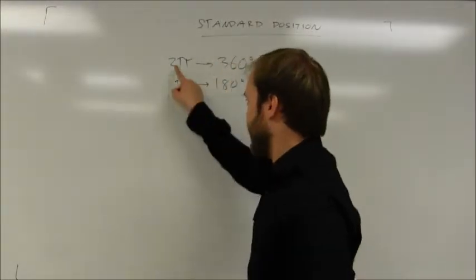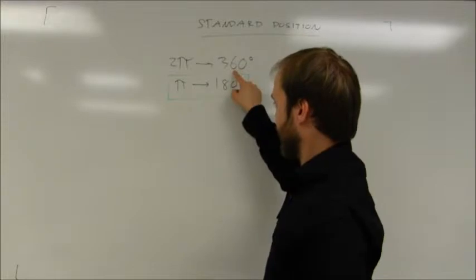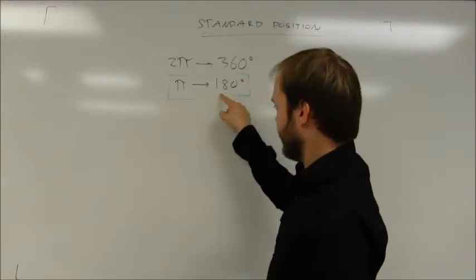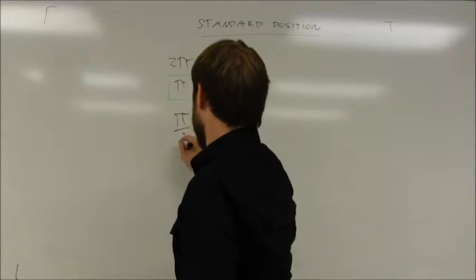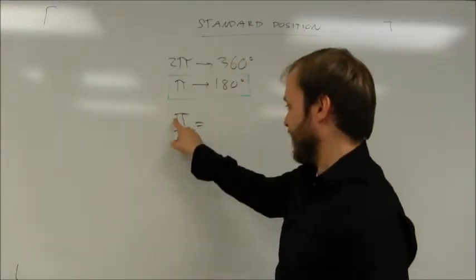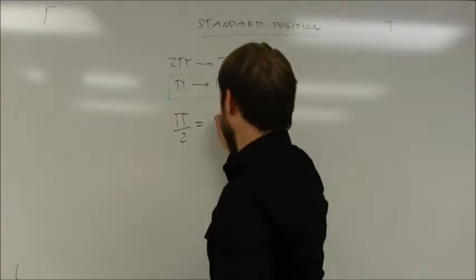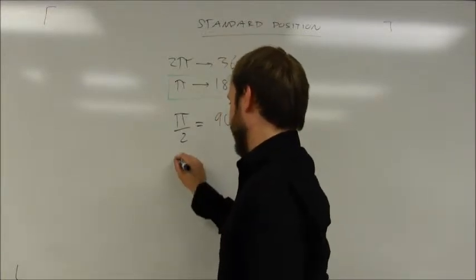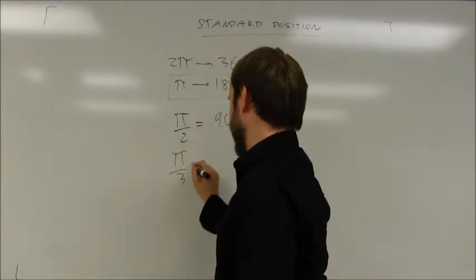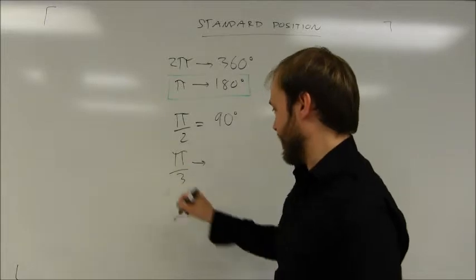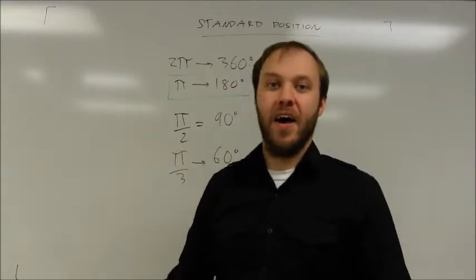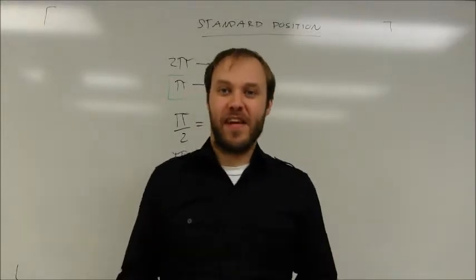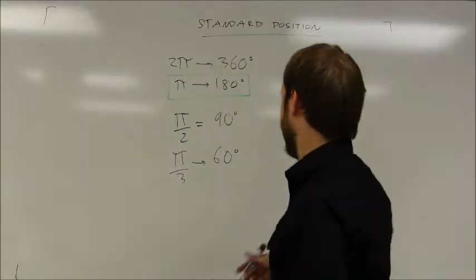So for example, 2 times 180 is 360. 1 times 180, of course, is 180. If I had pi over 2 radians, 180 degrees divided by 2 is equal to 90 degrees. If I had pi over 3 radians, 180 degrees divided by 3 is 60 degrees, okay? If I have other fractions, it's the same kind of thing. It's basically that fractional part of 180 degrees.